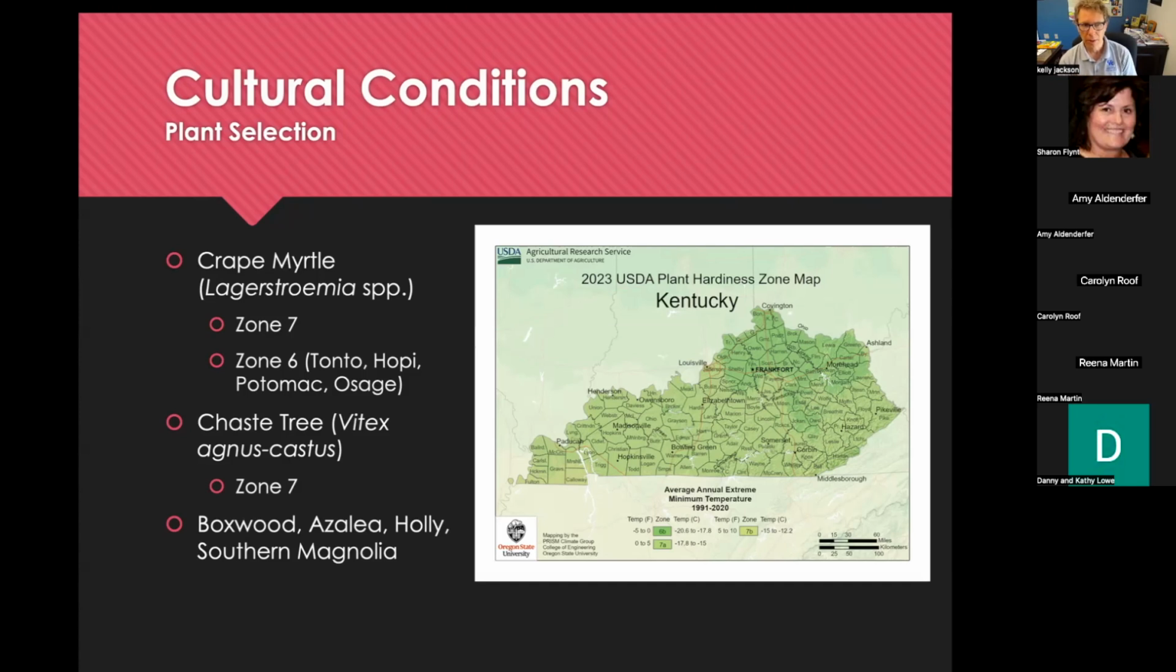Chaste tree is another one. It's similar in the way it grows to a crepe myrtle. It's a zone 7 plant. People grow it all over Kentucky. Vitex is the genus, but you get the right winter and it's going to die back to the root. It could die out completely, but typically it dies back to the root.